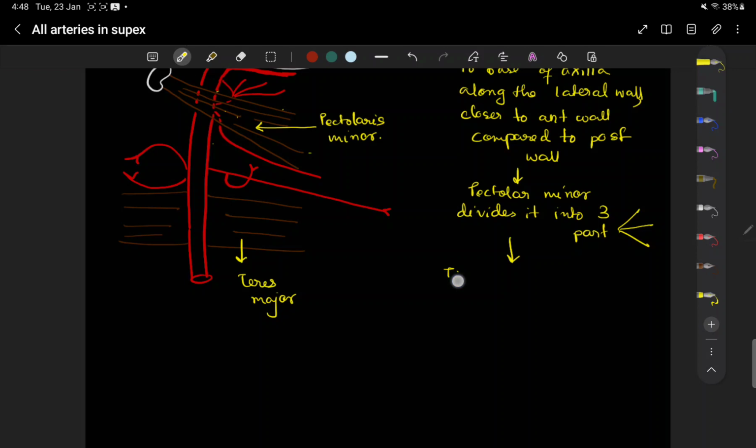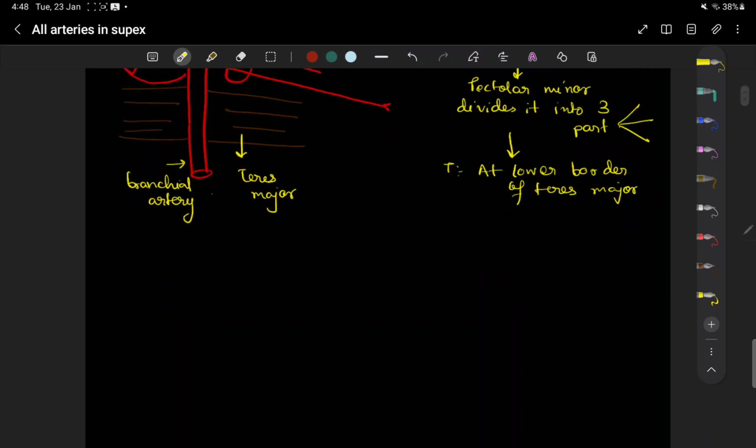Next is the termination. The termination, we can see we have a muscle called the teres major muscle, and it terminates at the teres major muscle, and after that it will continue as the brachial artery. ठीक है, so it terminates at the lower border of teres major. ठीक है, हो गया. So if we talk about the branches that are present, next let's talk about the branches.